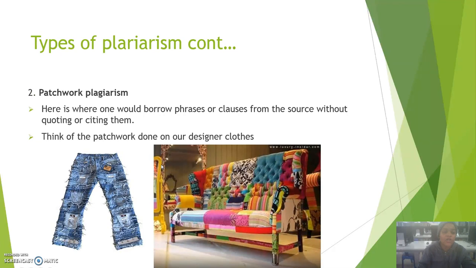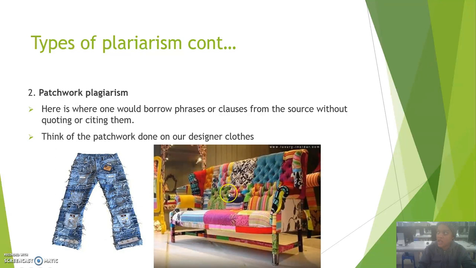And then patchwork plagiarism. Here is where one would borrow a phrase or clause from the source without quoting or citing them. Think of the patchwork done on our designer clothes. Let's look at these jeans. As you can see, we have different materials of jeans, different types of jeans, linked or pushed together. So this is the example that I gave.